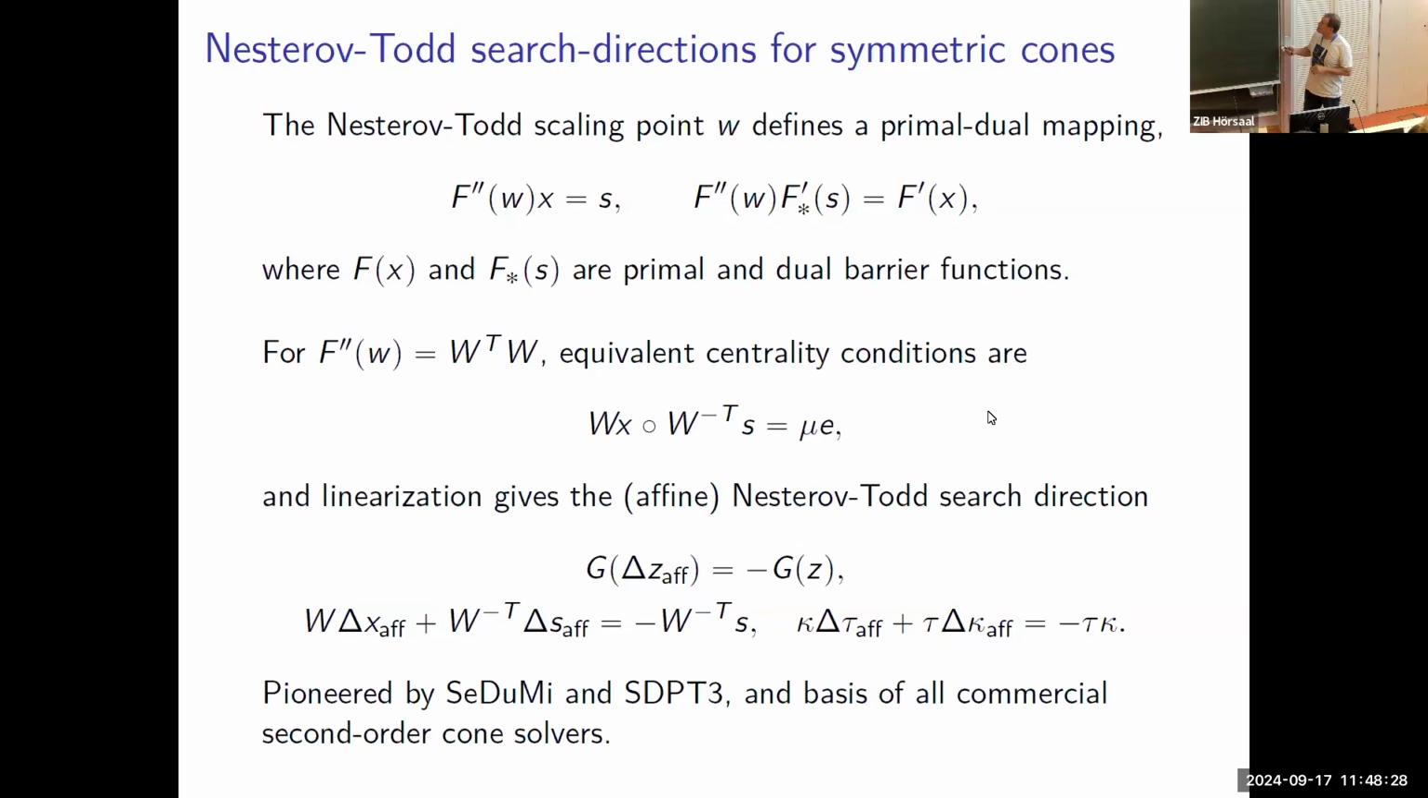So once you have this equivalent recharacterization of the central path, then you linearize it like this. So this looks very much like before. Here we had S and here we had X for linear programming. Now we have this scaling matrix that comes from this Nesterov-Todd scaling.